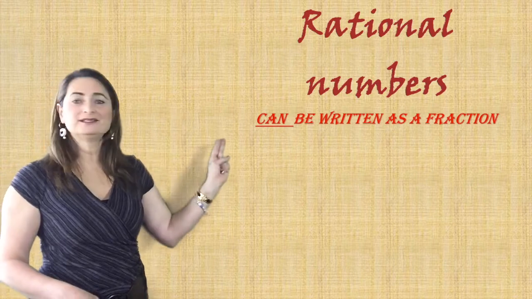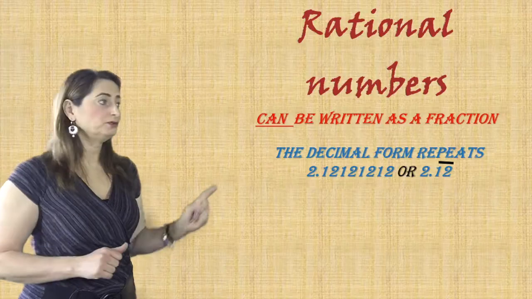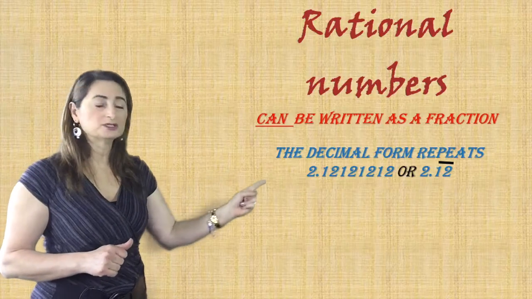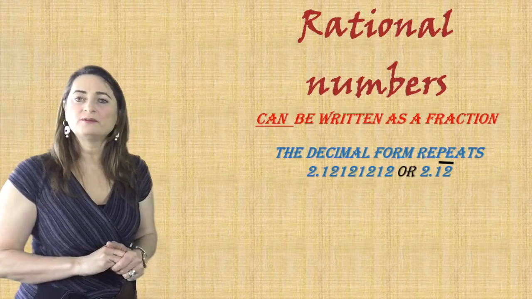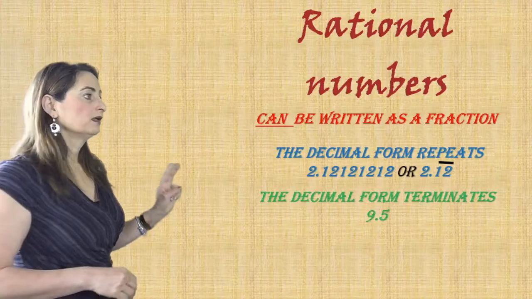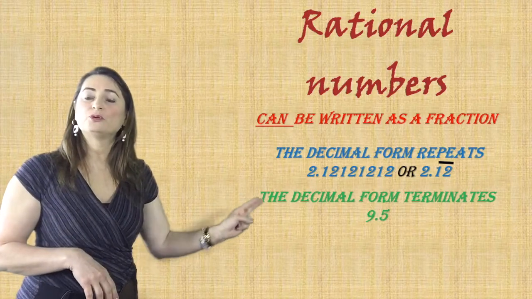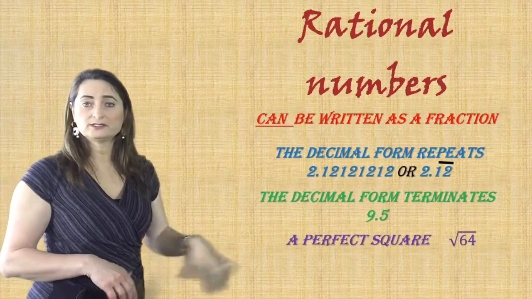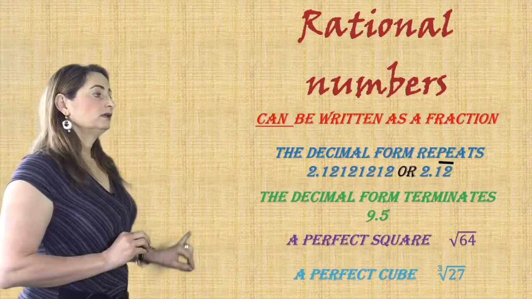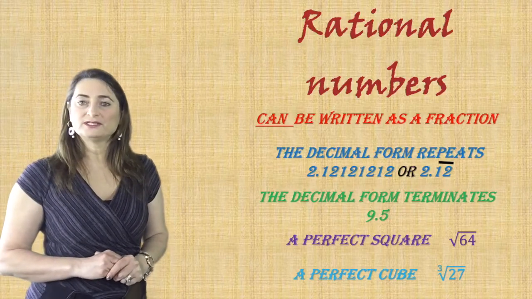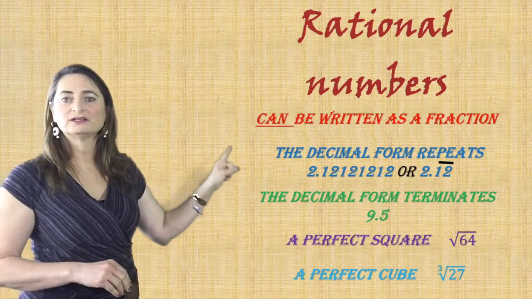Rational numbers can be written as a fraction. The decimal form repeats. For example, 2.12121212, or you can write it as 2.12 with the dash on top of it. That means 12 is repeated. The decimal form terminates, which means, as an example, 9.5, nothing else. Perfect squares, the square root of 64, for example. 64 is a perfect square. A perfect cube, the cube root of 27, because 27 is a perfect cube. All these are rational numbers.